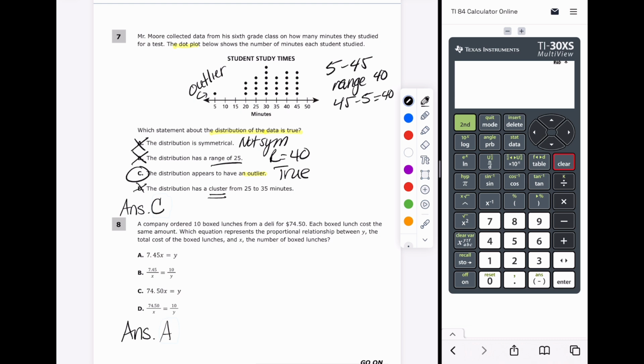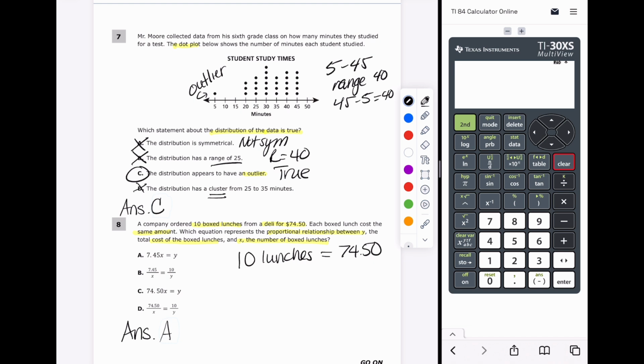A company ordered 10 box lunches from a deli for $74.50. Each box lunch costs the same amount. Which equation represents the proportional relationship between y, the cost of the box lunches, and x, the number of box lunches? Okay, so we have 10 lunches is equal to 74.50.